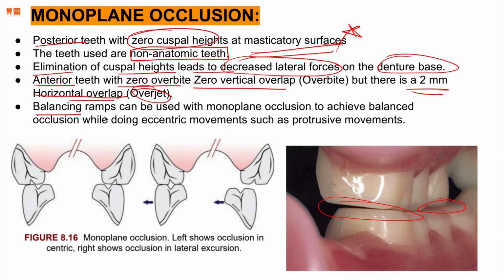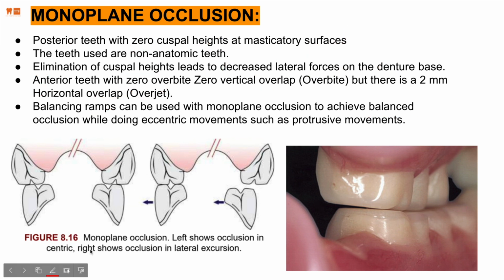How perfect is that? So on top of that, the balancing ramps can be used with monoplane occlusions to achieve balanced occlusion. See, now we're talking a little bit alien here, but let me explain this better. We've talked about using non-anatomic teeth with zero inclinations right here. Okay, fair enough. But because of that, there will be a slight imbalance in the horizontal overlap, right? Balancing ramps can be used with monoplane occlusion to achieve a balanced occlusion while doing eccentric movements such as protrusion.